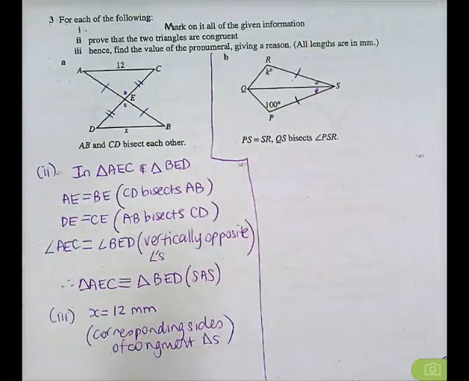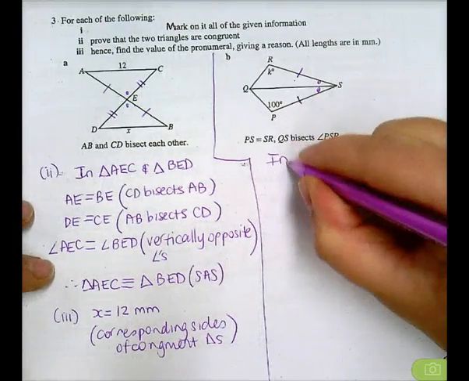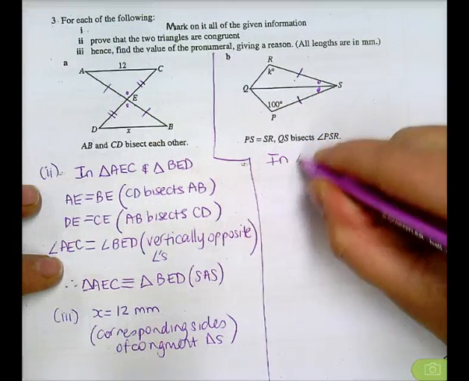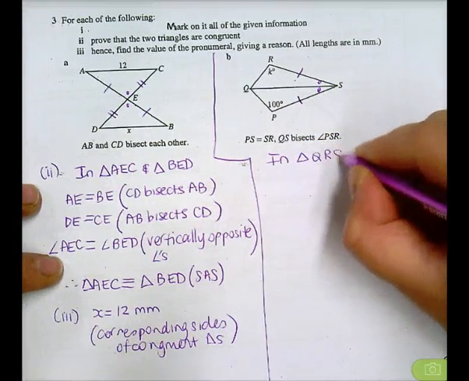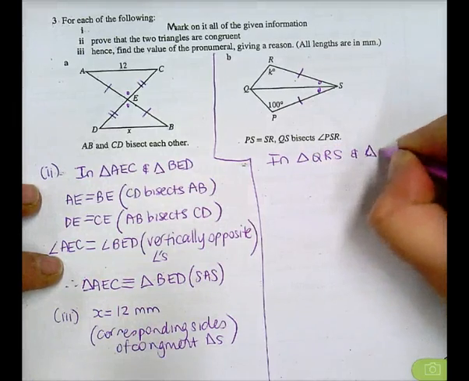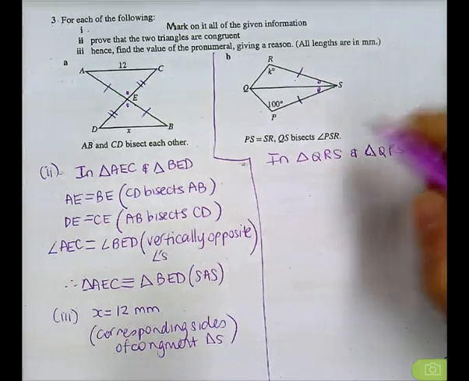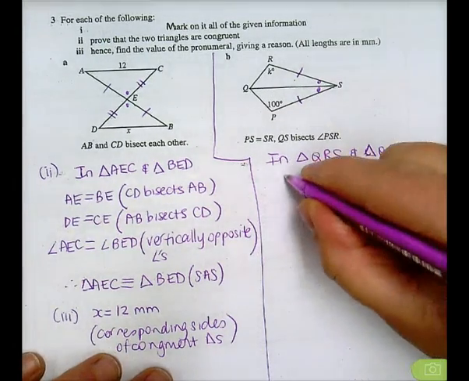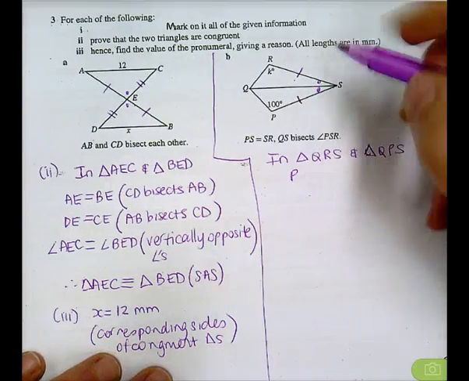So let's start with our proof, remembering the first step is to identify the two triangles. So in triangle QRS and triangle QPS, we know that we've got to be careful here.